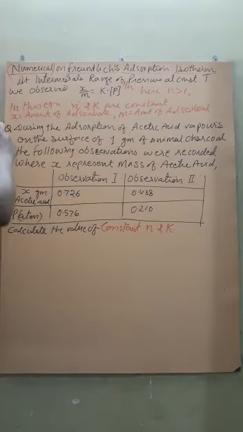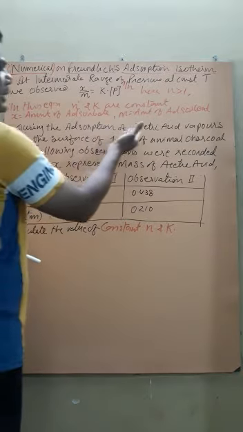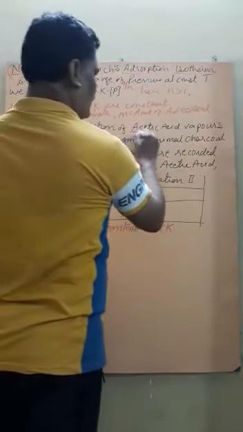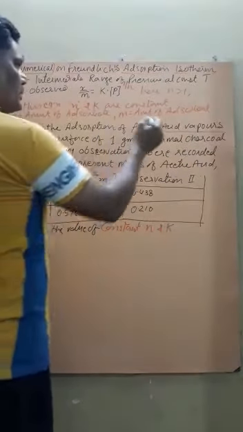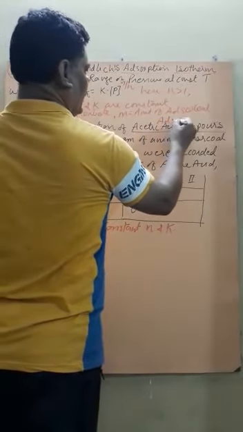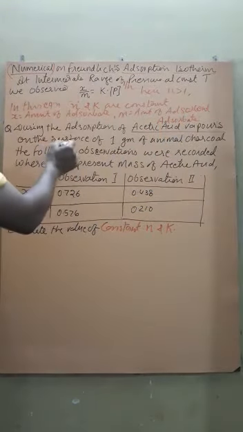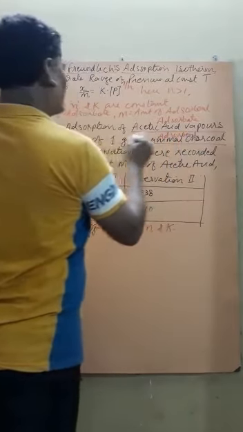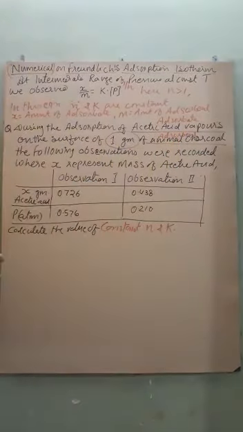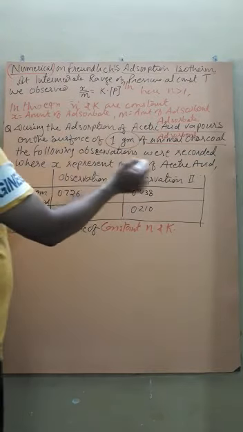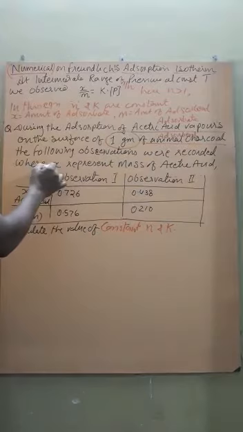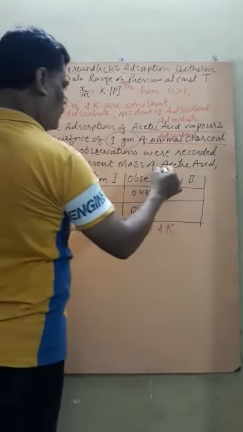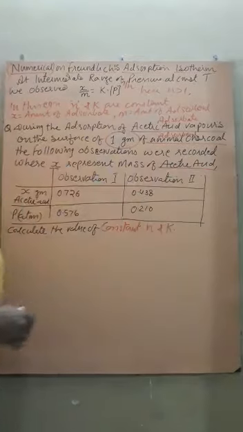How is it? The question is, during the adsorption of acetic acid vapors, that means what? That means here it will act as adsorbate. Acetic acid vapor on the surface of 1 gram animal charcoal. This animal charcoal becomes what? Adsorbent. And its quantity is how many? 1 gram. The following observations were recorded where X represents mass of acetic acid, that is, this is the adsorbate.